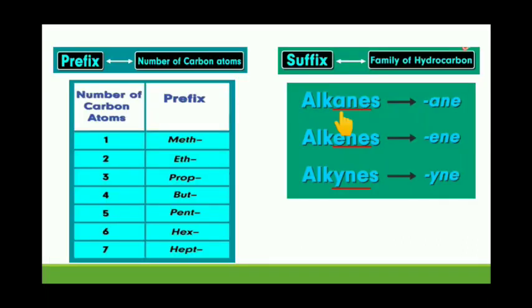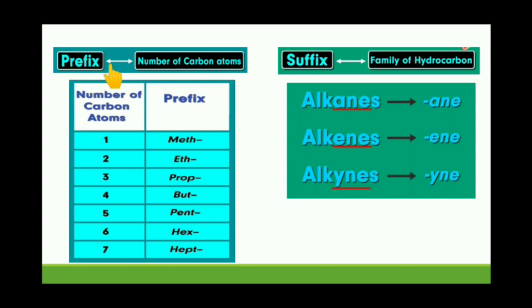Now let's study some rules which are used to represent the names of hydrocarbons. The hydrocarbon name has two parts, prefix and suffix. The prefix indicates the number of carbon atoms present in the hydrocarbon, whereas the suffix helps us identify the family of the hydrocarbon, whether it is alkane, alkene or alkyne.